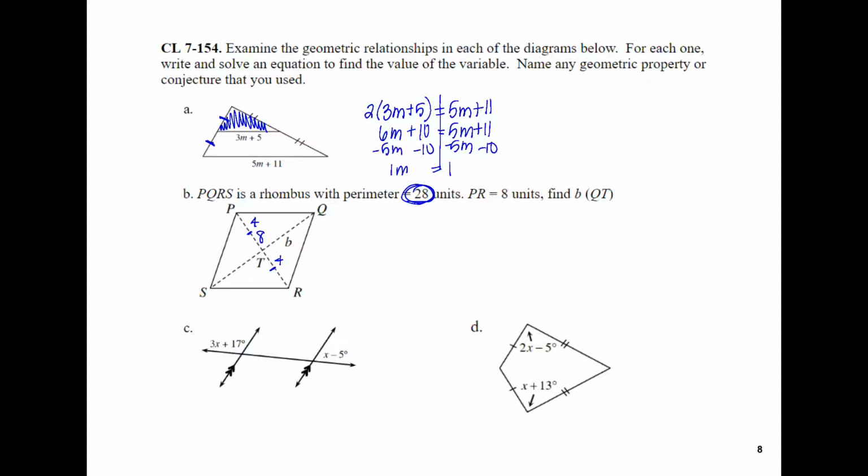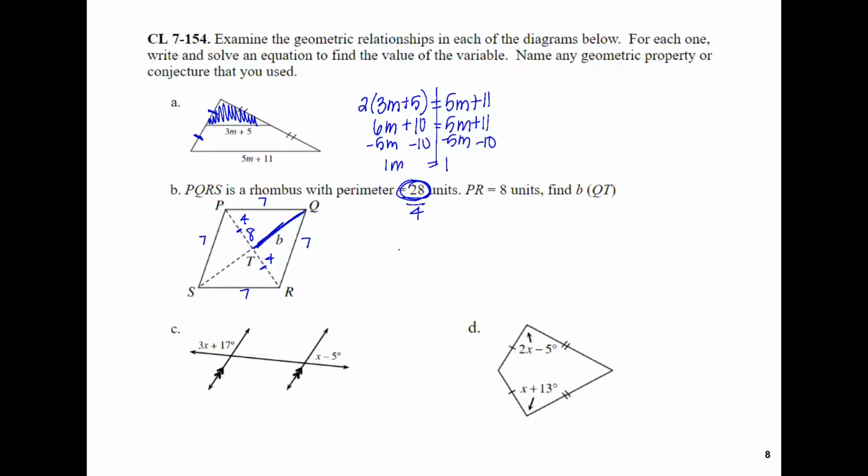So a rhombus has 4 congruent sides, so the first thing I would do is divide 28 by 4, which would give us 7. So each side of my rhombus is 7 units long. To find the length of B, I would use the Pythagorean theorem. 4 squared plus 7 squared equals, in this case, B squared. So 16 plus 49 equals B squared.